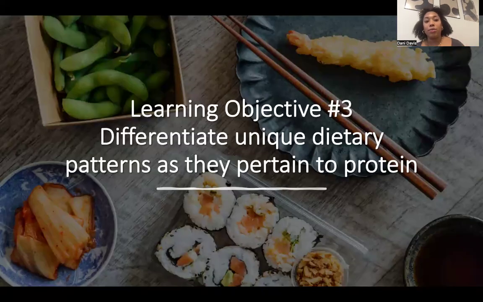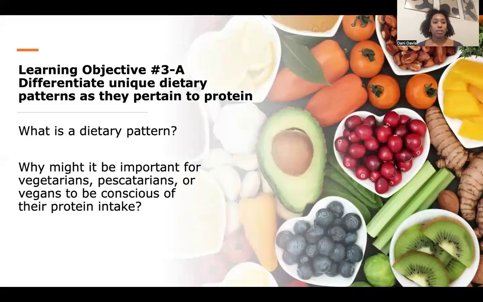So learning objective 3: differentiate unique dietary patterns as they pertain to protein. So 3A, here we go. Differentiate unique dietary patterns as they pertain to protein. So what is a dietary pattern? Why might it be important for vegetarians, pescatarians, or vegans to be conscious of their protein intake?